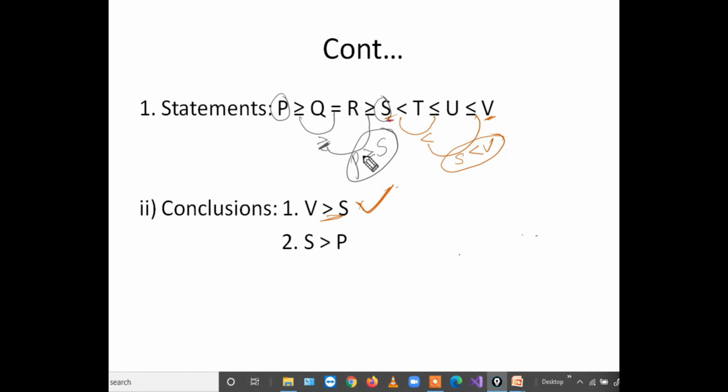Between greater than or equal to, there is a greater than, so does it follow? No. Out of all the possibilities, it should satisfy all the possibilities, but it is satisfying only one possibility out of two. That's why it is not follows. It is true, but 50%, not 100%.